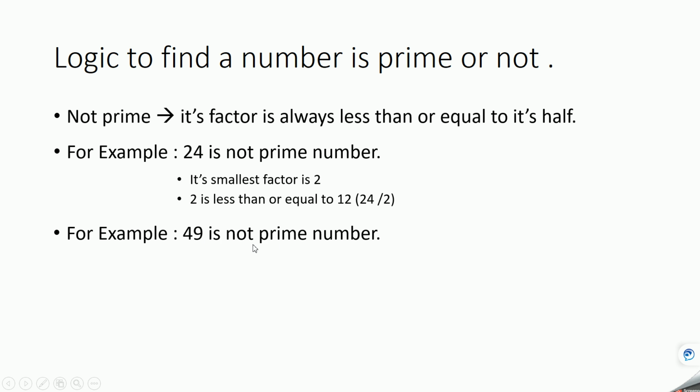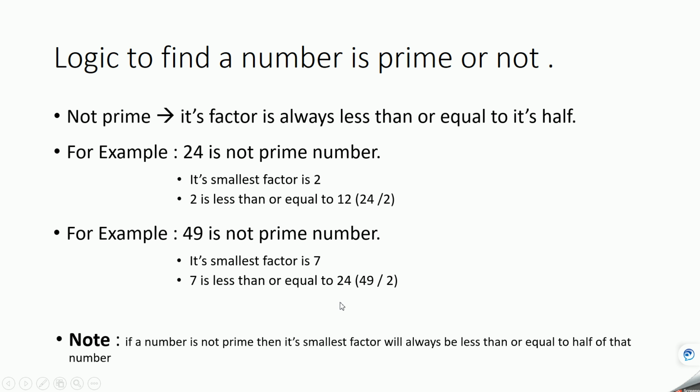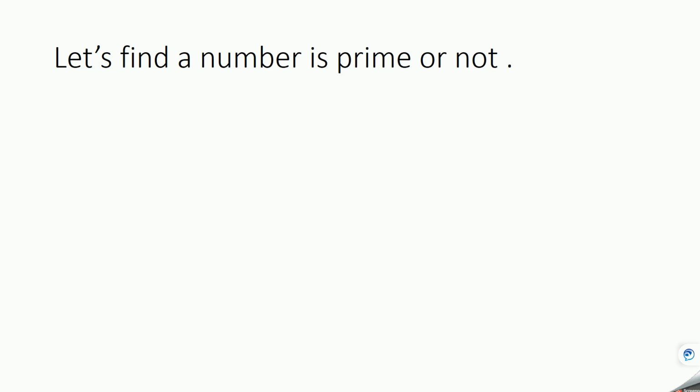Here 49 is not a prime number, and in this case its smallest factor is 7, means it can be divided by 7, and this 7 is less than half of 49. I am not considering the decimal value in this case. So keep in mind this note: if a number is not a prime number, all the factors by which it can be divided are always less than or equal to half of that number.